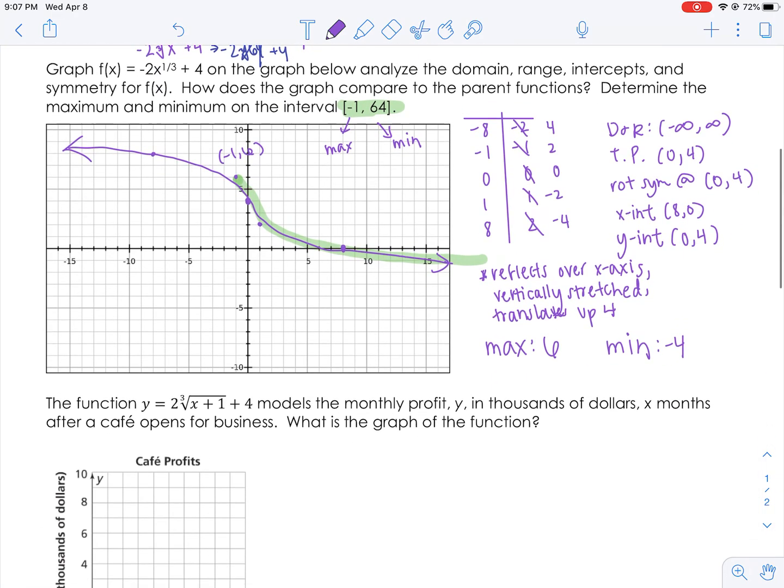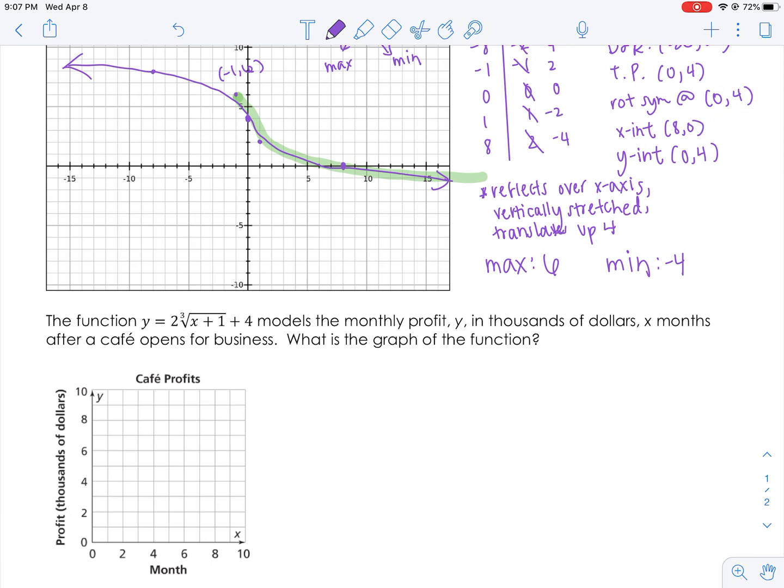So the next one: the function y equals 2 times the cubic root of (x plus 1), plus 4, models the monthly profit in thousands of dollars after a cafe is open for business. What's the graph of the function?